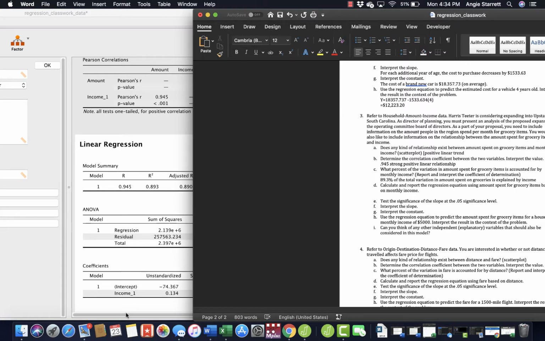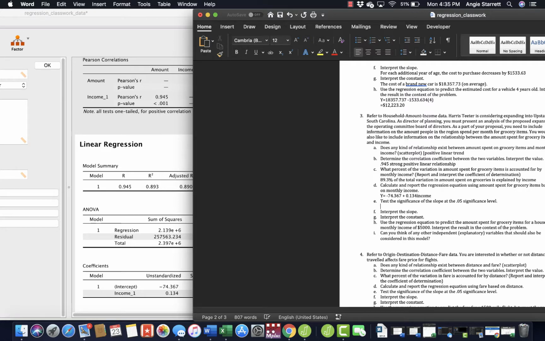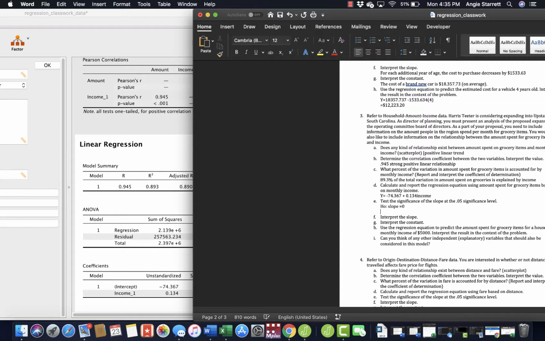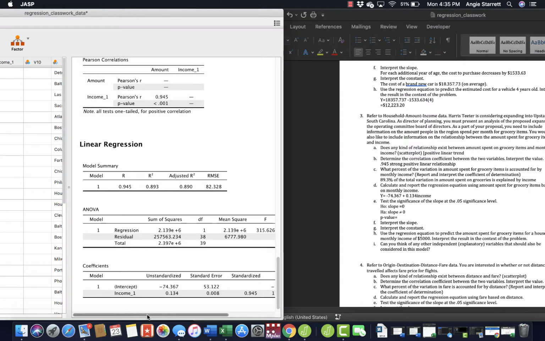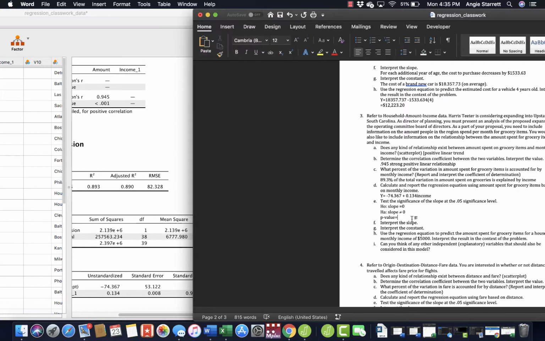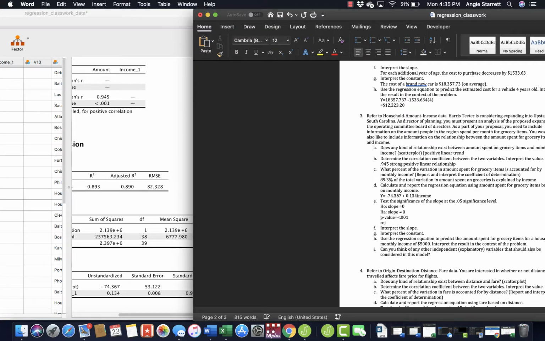All right, what about our regression equation? Look down here at our unstandardized coefficients, and we have y equals negative 74.367 plus 0.134 income. All right, test the significance of the slope. Slope equals 0 versus an alternative slope not equal to 0. We get a p-value on income of less than 0.001. So we reject the null.